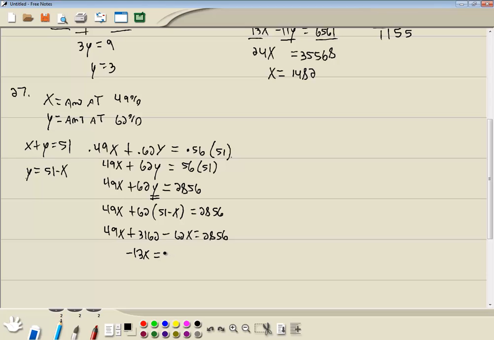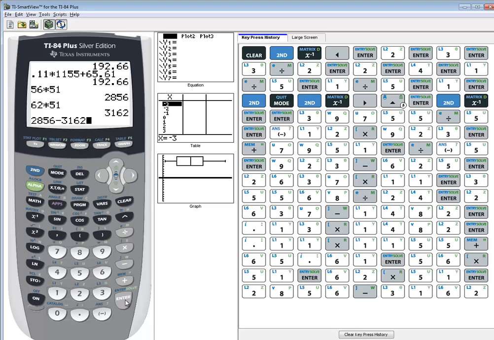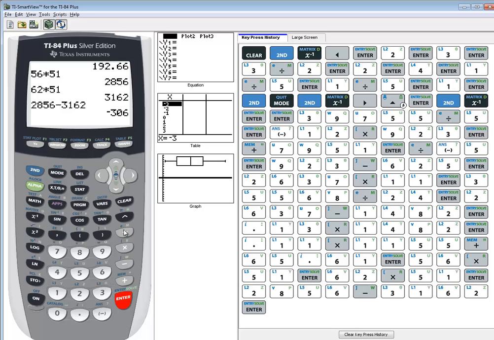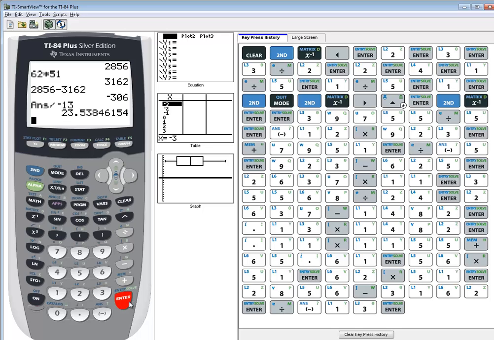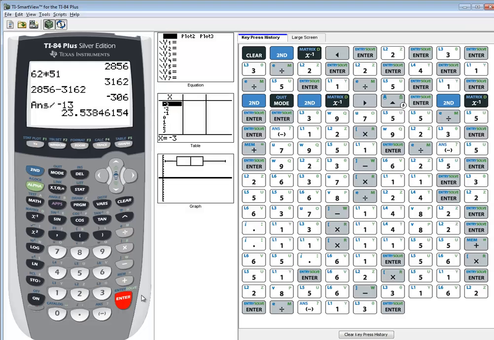Take 3162 to the right side, so we got 2856 minus 3162, which gives us negative 306. Divide both sides by negative 13. That doesn't look good. Okay, let me double check the problem.